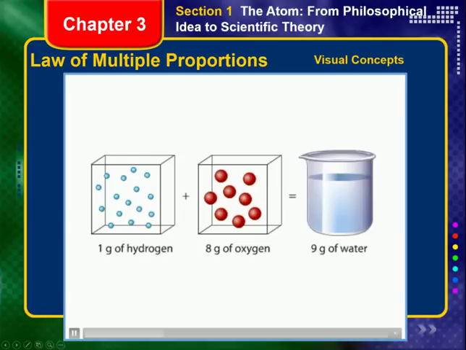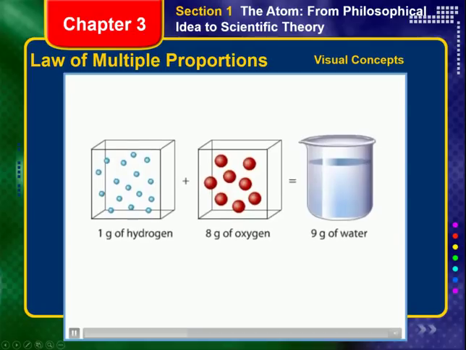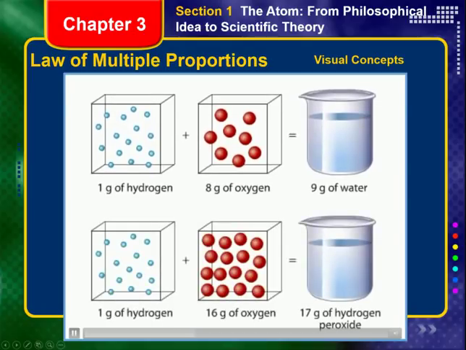A 9-gram sample of water results from the reaction of 1 gram of hydrogen gas with 8 grams of oxygen gas. A 17-gram sample of hydrogen peroxide results from the reaction of 1 gram of hydrogen gas with 16 grams of oxygen gas. We note that the amount of hydrogen in both samples is the same. The ratio of the masses of oxygen in these two compounds is 8 to 16, or 1 to 2.